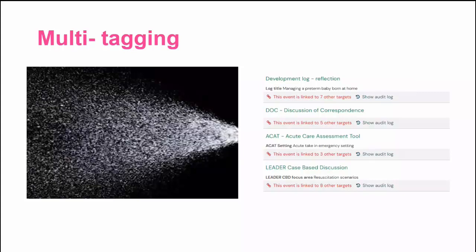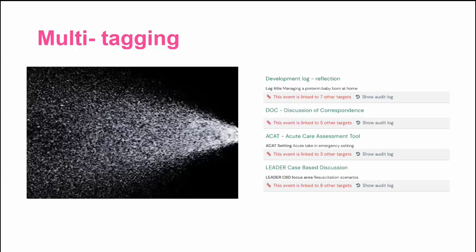I sit on ARCP panels and chair them, and regularly the thing that we talk about a lot is multi-tagging, or some areas call it spray tagging. That's basically where a trainee has used one developmental log or one assessment and linked it to many areas of the curriculum. You can see it on the slide, the red bit that says this is linked to 7 other targets. I think it's something that needs discussing with trainees.